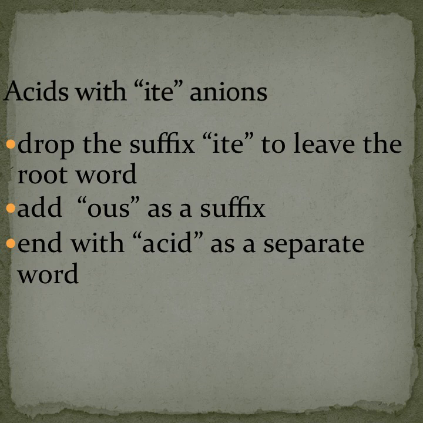Okie dokie, so that takes us to anions that end in ITE. If an anion ends in ITE in an acid, you're going to drop the suffix ITE to leave the root word. You're then going to add OUS as a suffix. Notice there's no prefix added in this one. The only acid that will get a prefix is when the acid has an anion ending in IDE. You're then going to add acid as a separate word.